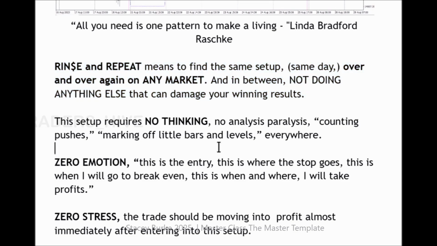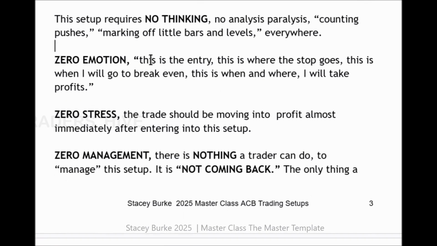Now, I want you to think about this. If they only trade that setup 2 or 3 times a month for the next few years, how successful do you think they'll be when there's zero emotion in this trade? There's the entry, there's the stop, and then this is where I will go to break even, and this is where and when I will take profits. It's a hold till close trade setup.